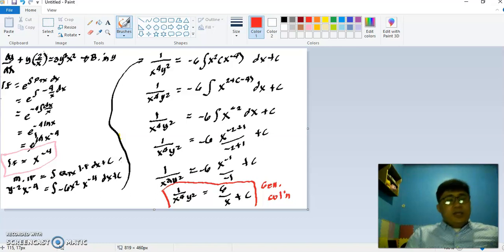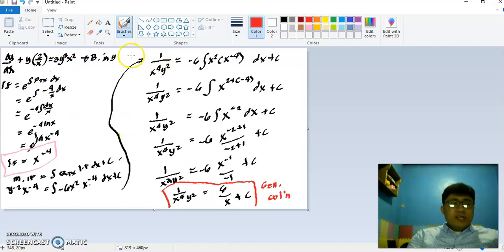After getting the P(x), then you could get your integrating factor. If you already have the integrating factor and the Q(x), you can now substitute in your general solution for the Bernoulli differential equation. Since it is a Bernoulli differential equation, you need to use the value of m that you get. After that, you follow the other process. So here, just simply integrating. After that, you will get your general solution. So any questions?